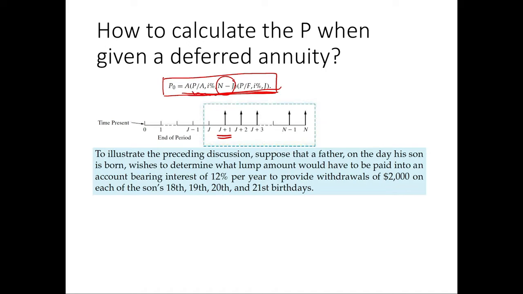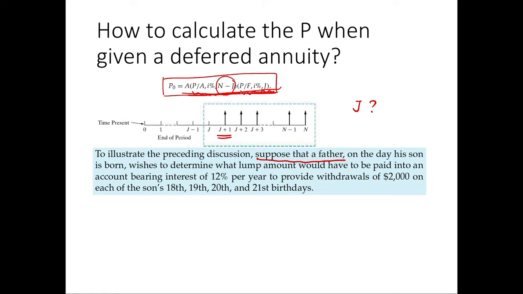After that first factor, you also need to find a second factor, which is P/F, i%, and J. So very important, you need to find out the J. Let's read this example and you will know what I mean by find out the J.